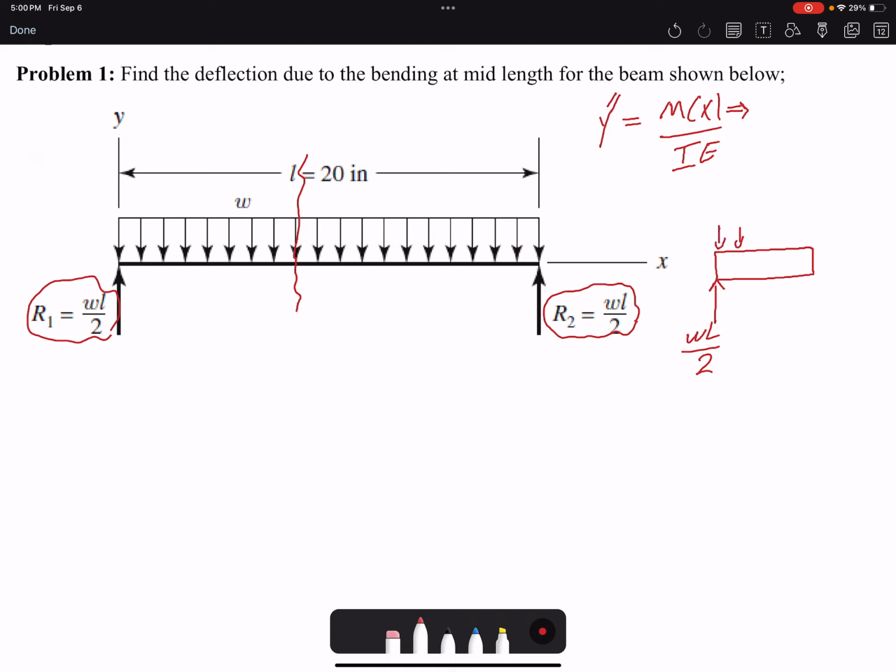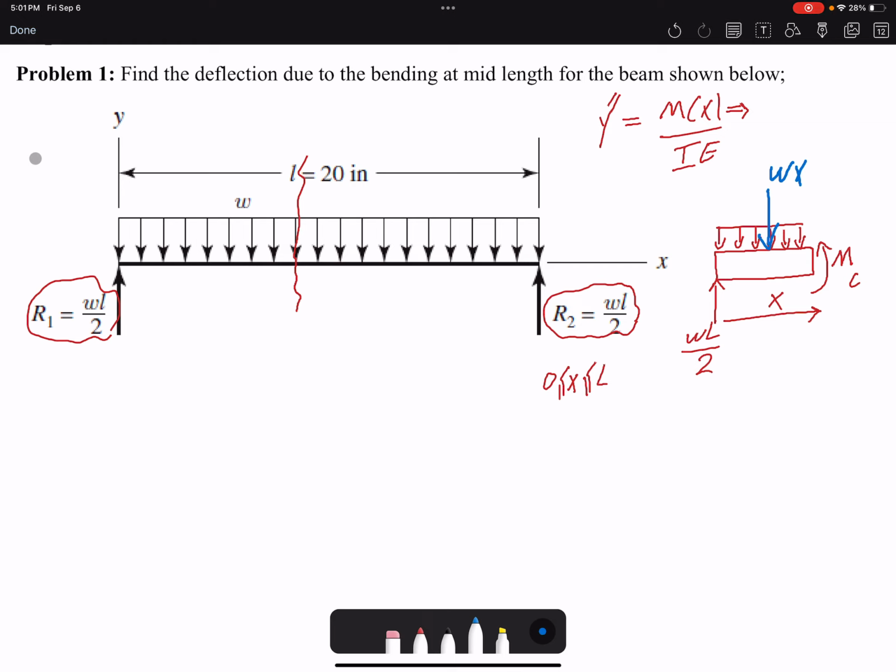I have my distributed loading, and then I have my moment here, the moment at the cut location. The distance is x. And for this case, because our loading does not change, we only make one section cut. So here x is simply between 0 and L. It could be anywhere. The loading does not change. So for our distributed loading, the magnitude is W, the length is x.